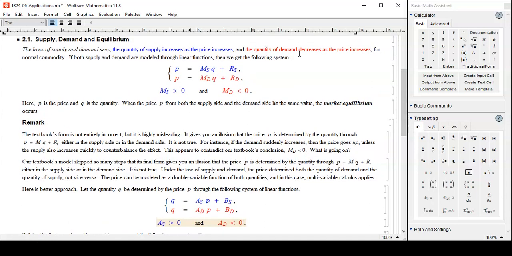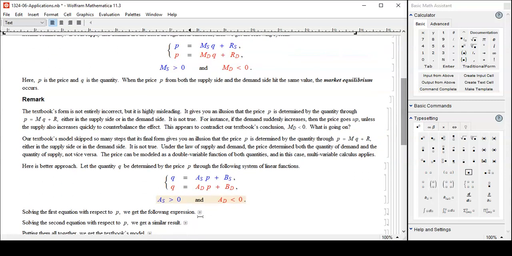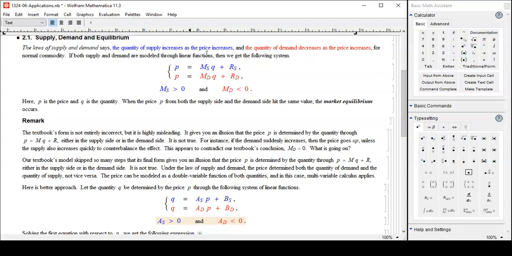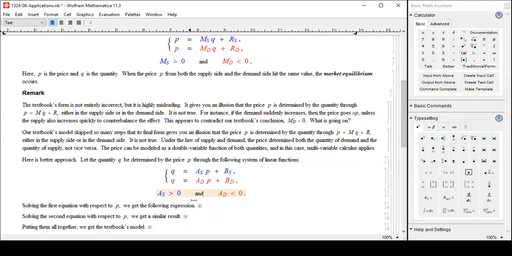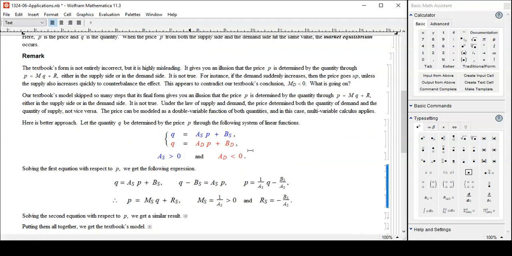The quantity of demand decreases as price increases, so this is negative. This is right. This one here is highly misleading, arguably wrong. So this is right. But then again, it's difficult to apply with this. So from the first equation, you can regard it as an equation and solve it with respect to P. It's not too bad.